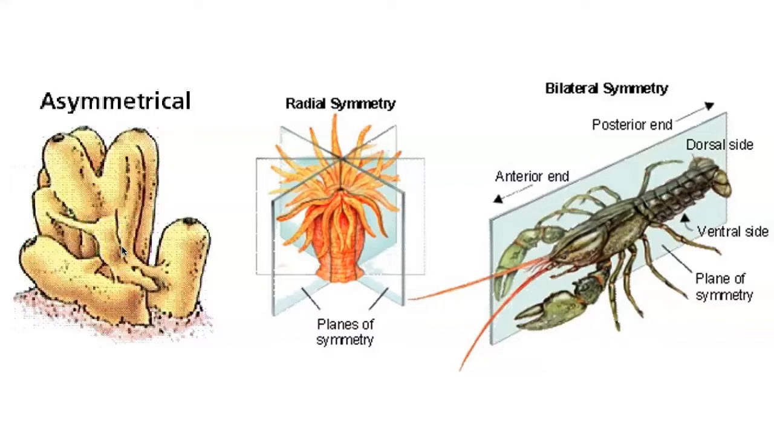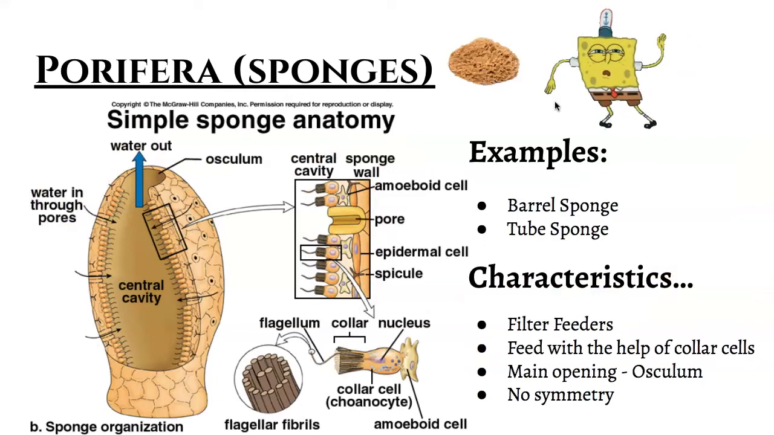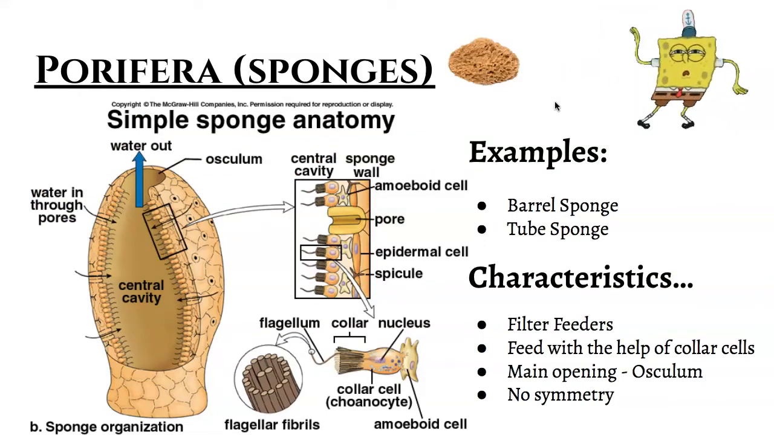This is going to be important moving on because this is one of those characteristics that we use to help us classify organisms. Some of them will have asymmetrical body plans, some of them will have radial symmetry, and then others will have bilateral symmetry. And the first of these that we're going to be talking about is asymmetrical, and that is the sponges, or Porifera.